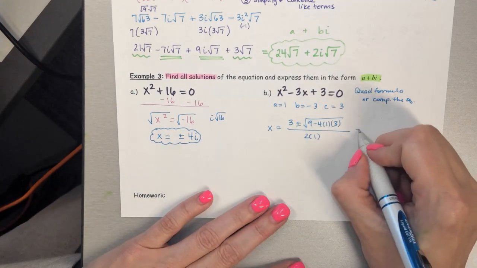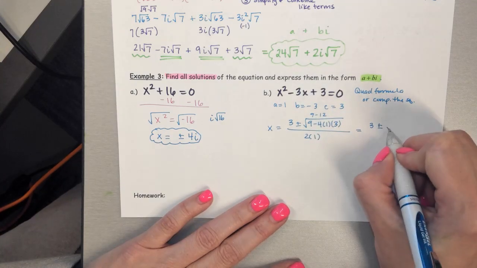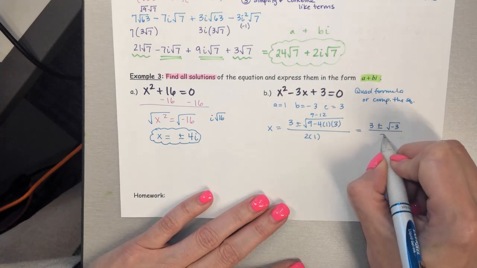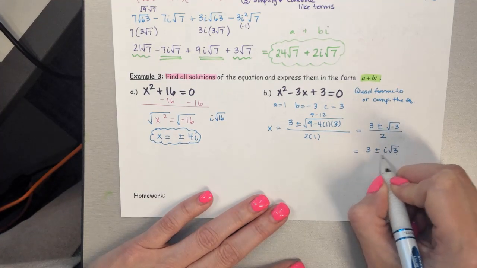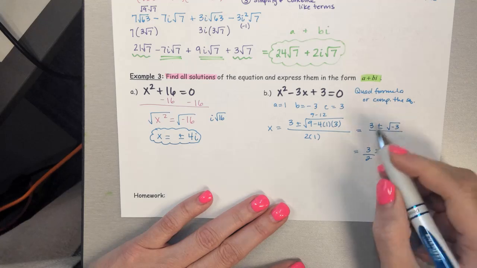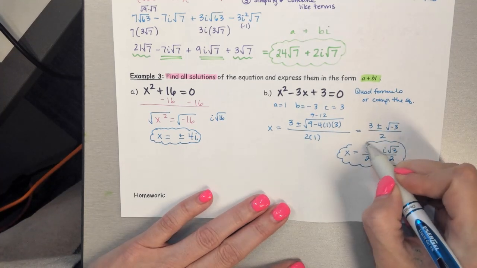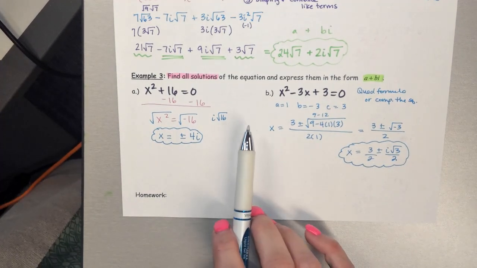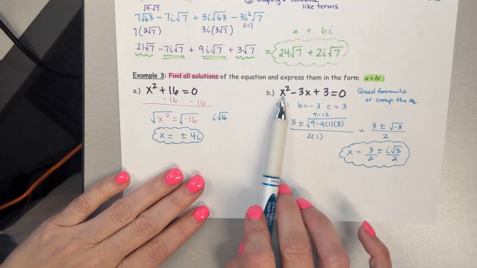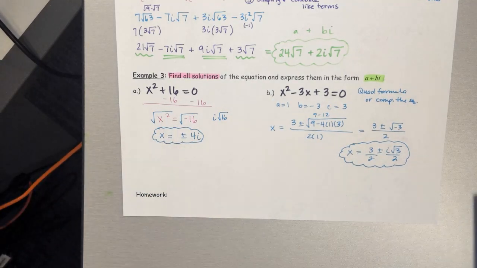Okay, that is fine. So you have 3 plus or minus, this is 9 minus 12. So you got negative root 3 inside. So i root 3, divide by 2, divide by 2. Okay. And you should always have two solutions. Remember what we just talked about in our last section? 3, 4, whatever the degree is, that's how many solutions you have.